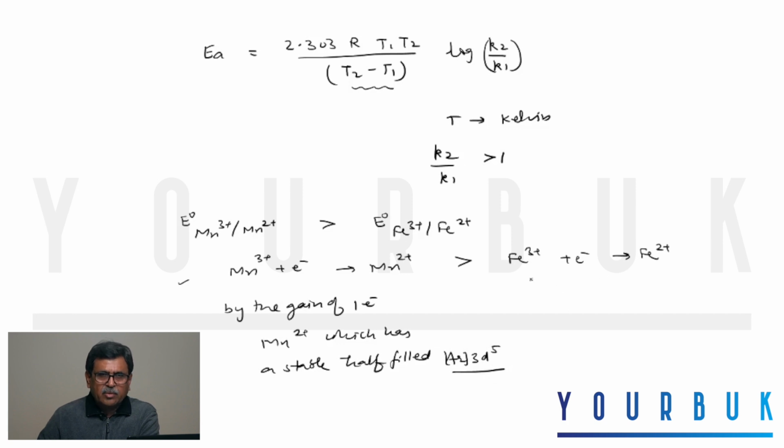Now this reaction is not favorable or less favorable because Fe3+ already has a half-filled configuration. So by the gain of one electron, it becomes more unstable. That's why this reaction is less favorable as compared to the first.